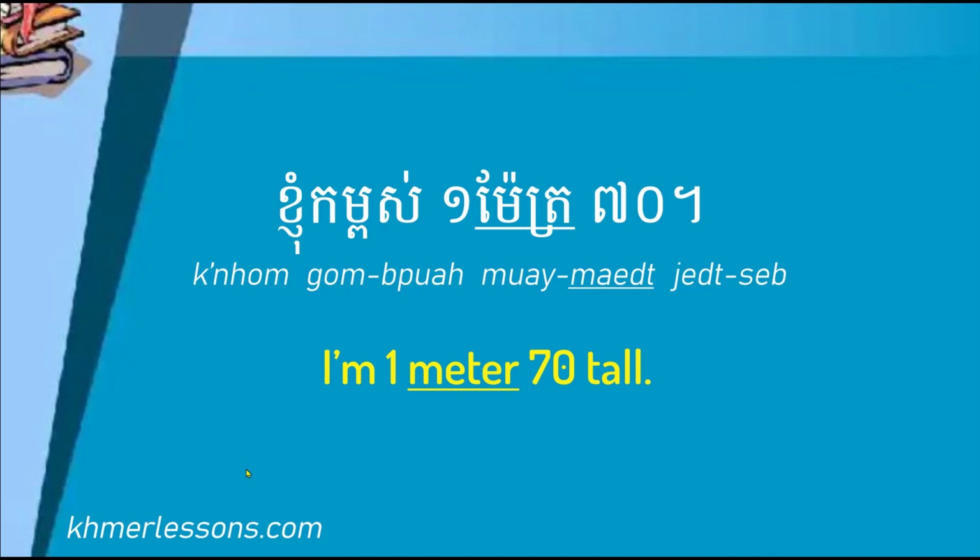1 meter 70. So this is how to tell about your height in Khmer. You use it like this, nah? Okay. One more time. Khnyom kompu mui mait chet sap, ba mui mait chet sap.